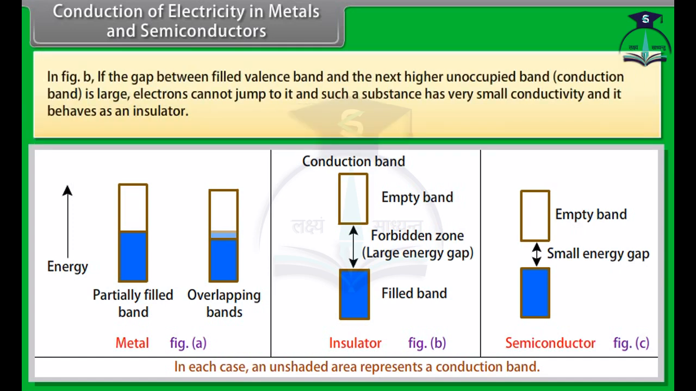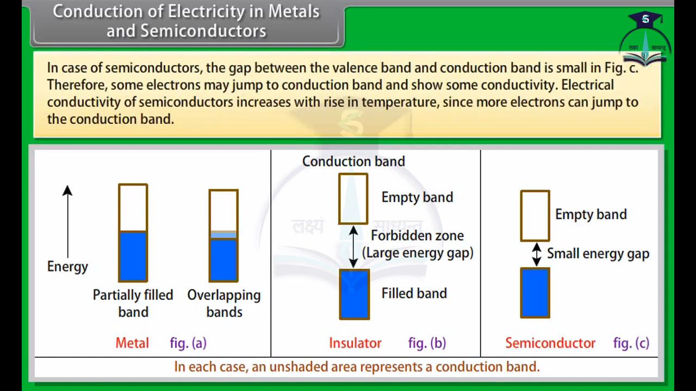In figure B, if the gap between the filled valence band and the next higher unoccupied band, the conduction band, is large, electrons cannot jump to it and such a substance has very small conductivity and behaves as an insulator. In case of semiconductors, the gap between the valence band and conduction band is small, in figure C, therefore some electrons may jump to the conduction band and show some conductivity. Electrical conductivity of semiconductors increases with rise in temperature since more electrons can jump to the conduction band.